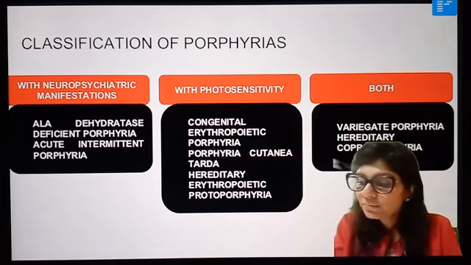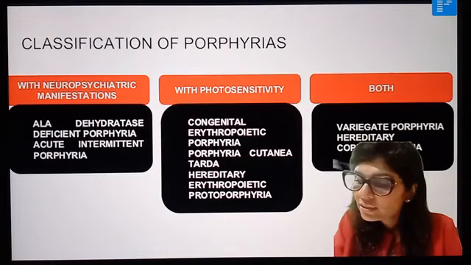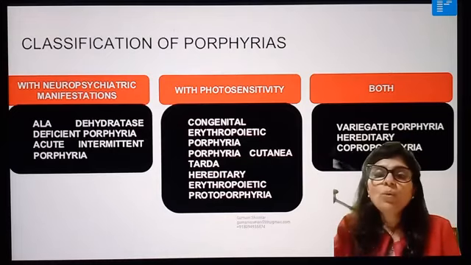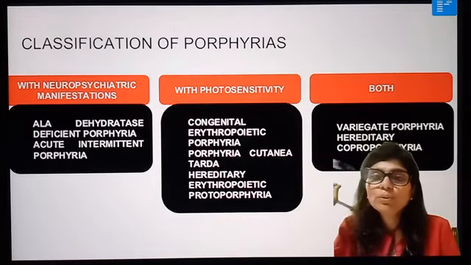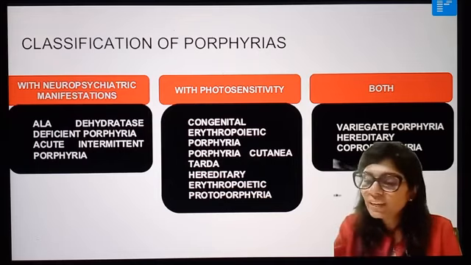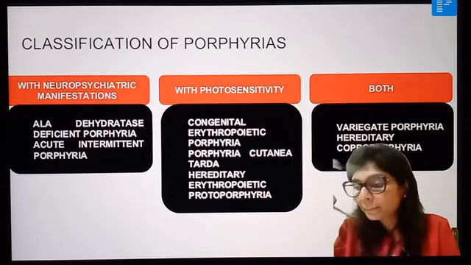What is the key for them? And what are the conditions where you see both? Both is hereditary coproporphyria and variegate porphyria. Okay?